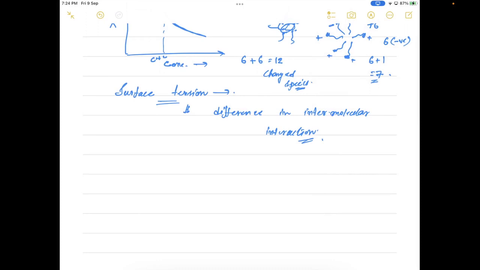Difference in intermolecular interaction. Why? Because let's say this is a beaker containing water molecules. So this is the bulk system, and there are water molecules on the surface here. We know that between water molecules there is strong intermolecular hydrogen bonding. This hydrogen generally forms a strong hydrogen bond with a neighboring oxygen atom. So this is a strong hydrogen bond.